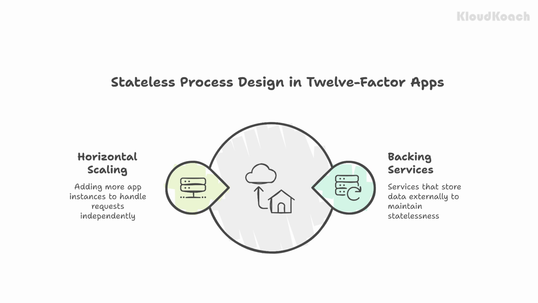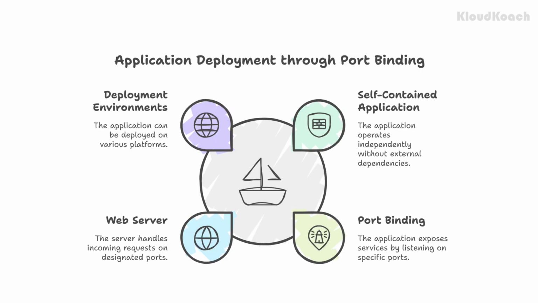Stateless processes are the way forward. Your app should store its data in external services, not locally. This ensures that adding or removing instances won't disrupt operations. Horizontal scaling? Done. Apps should self-contain and export services via port binding. By exposing functionality through ports, you make deployment on platforms like Kubernetes or Docker straightforward and efficient.